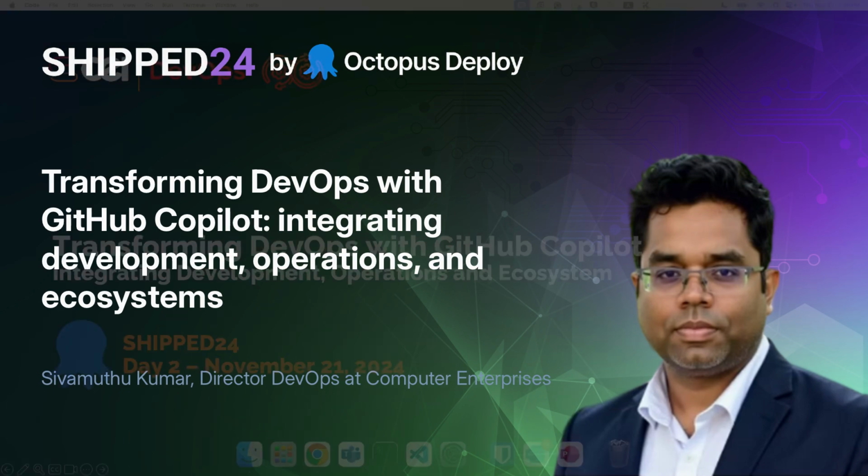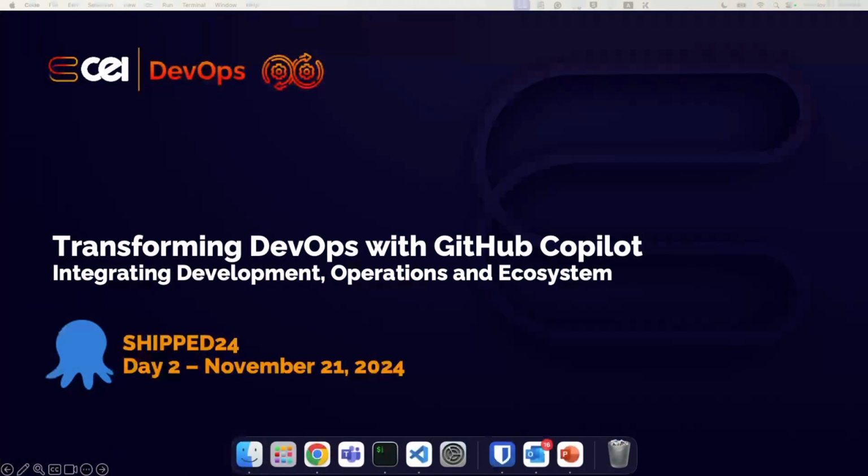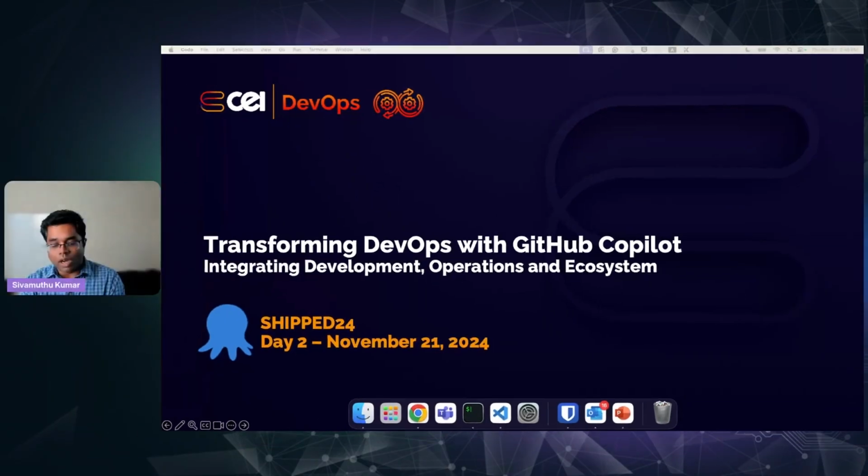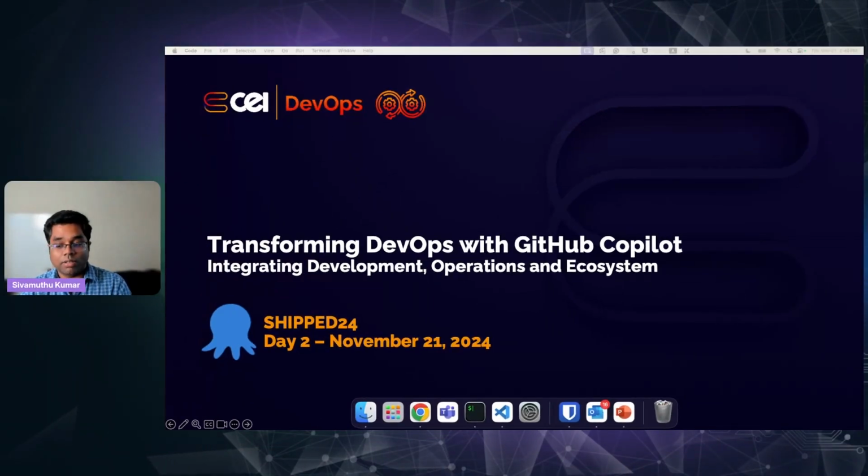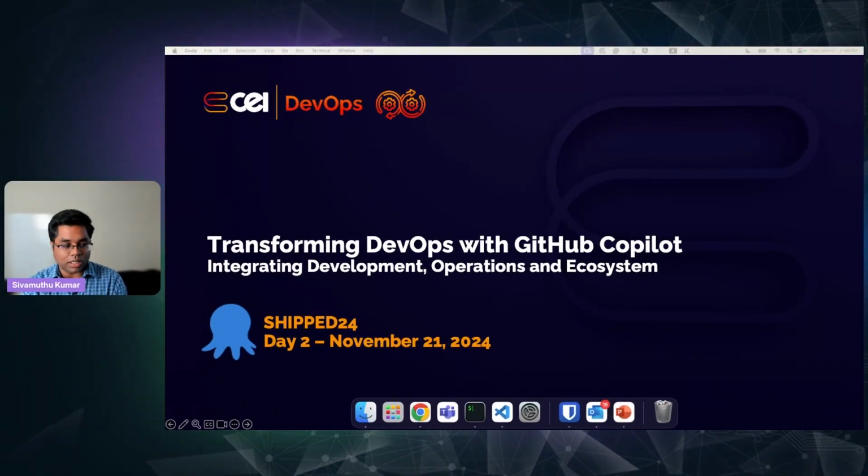Today I'm going to talk specifically about how to transform DevOps with GitHub Copilot. I'm going to approach this from the Copilot and the Copilot extension and extensibility features, and how it's connecting development, operations, and the ecosystem.